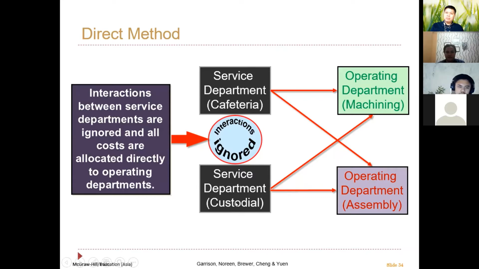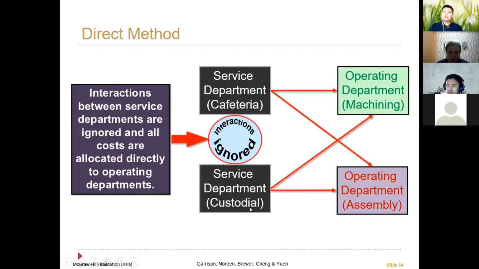So si custodial, binibigyan niya ng cost si machining at saka si assembly. Ganun ang ginagawa rin ni cafeteria. Bibigay din niya kay machining at saka kay assembly. So ano yung cost ngayon ni operating ng machining department? Ang cost ngayon ni machining department, yung kanyang direct cost, syempre meron siyang sariling cost, di ba? This operating department, the machining department. Plus yung cost na galing kay cafeteria at saka yung cost na galing kay custodial. Ano yung cost ni assembly? No? Si assembly, may sarili siyang cost plus yung cost na galing kay cafeteria at saka yung cost na galing kay custodial.